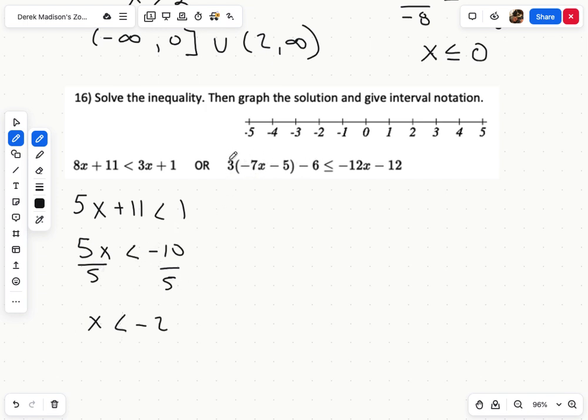For this, as I write it out, I'm going to go ahead and distribute that 3 and clear my parentheses. So that will give me negative 21x. 3 times negative 5 will be negative 15. And then minus 6. Just copy down the rest of it. From here, we got a couple of like terms. Let's put those together because it's a good habit. That'll be minus 21 right there.